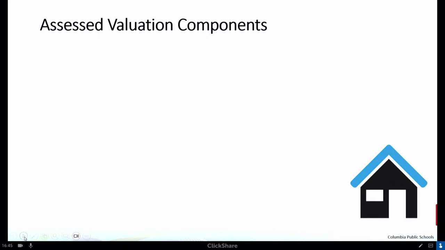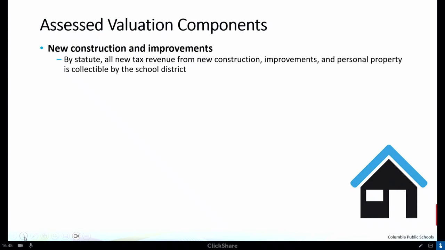And so now we want to look at our assessed valuation components. And so again, we talked about new construction. Those are properties that were not on the books last year that are on the books this year. And we get that information from the county separately of our new construction amount. So by statute, all new tax revenue from new construction improvements on personal property is collectible by the school district each year.